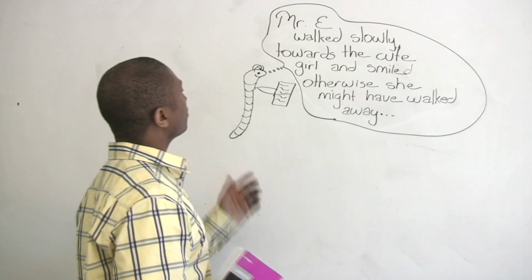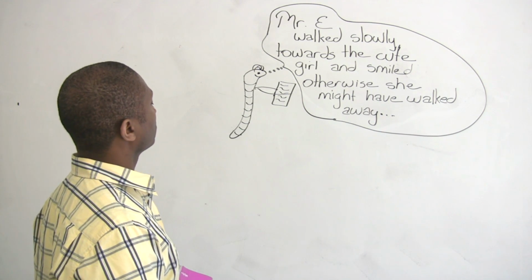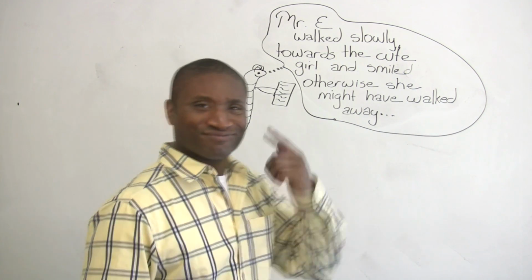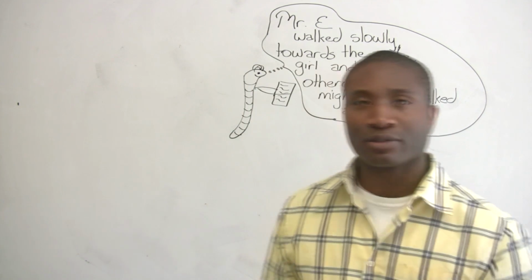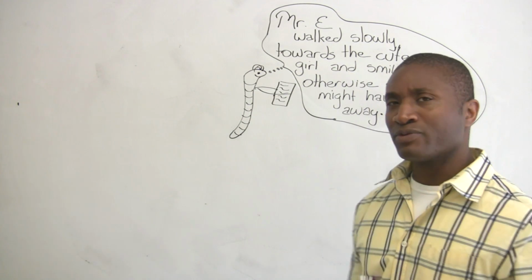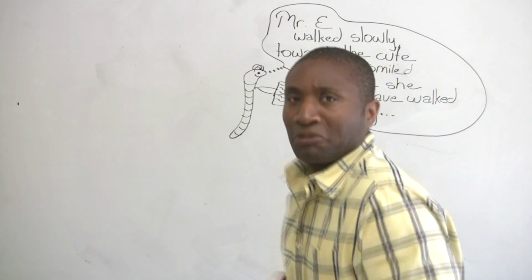Mr. E walked slowly towards the cute girl and smiled, otherwise she might have walked away. Yeah, so? Crazy word. Oh! Lesson on adverbs. But not just any adverbs, he wants to teach us adverb suffixes. Let's go to the board.